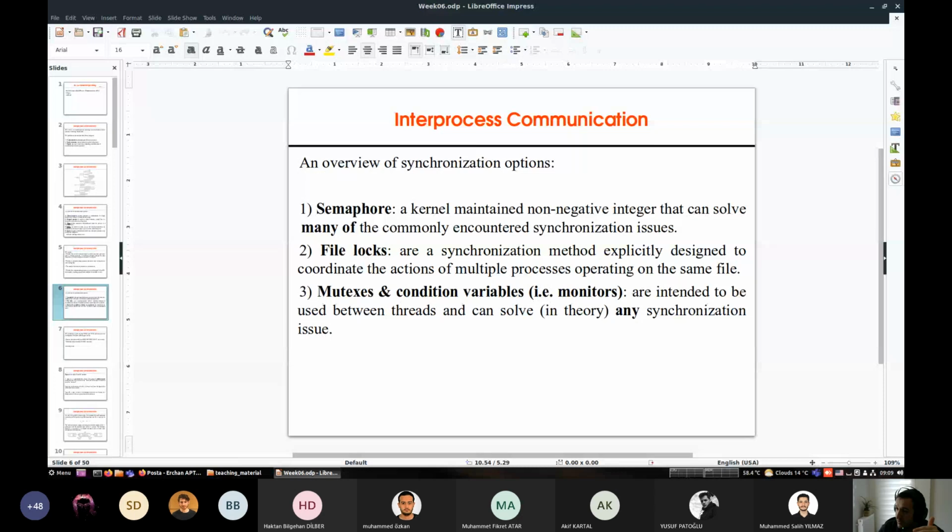Of course, at this point, you might ask, hocam, semaphores, can't they solve any synchronization problem? No. There are synchronization problems that you cannot solve with semaphores. But with mutexes and condition variables, you can solve anything. Theoretically, there isn't anything that is unsolvable with mutexes and condition variables. Any synchronization problems. Yoksa hayatın anlamını çözmeye kalkmayın onlarla.